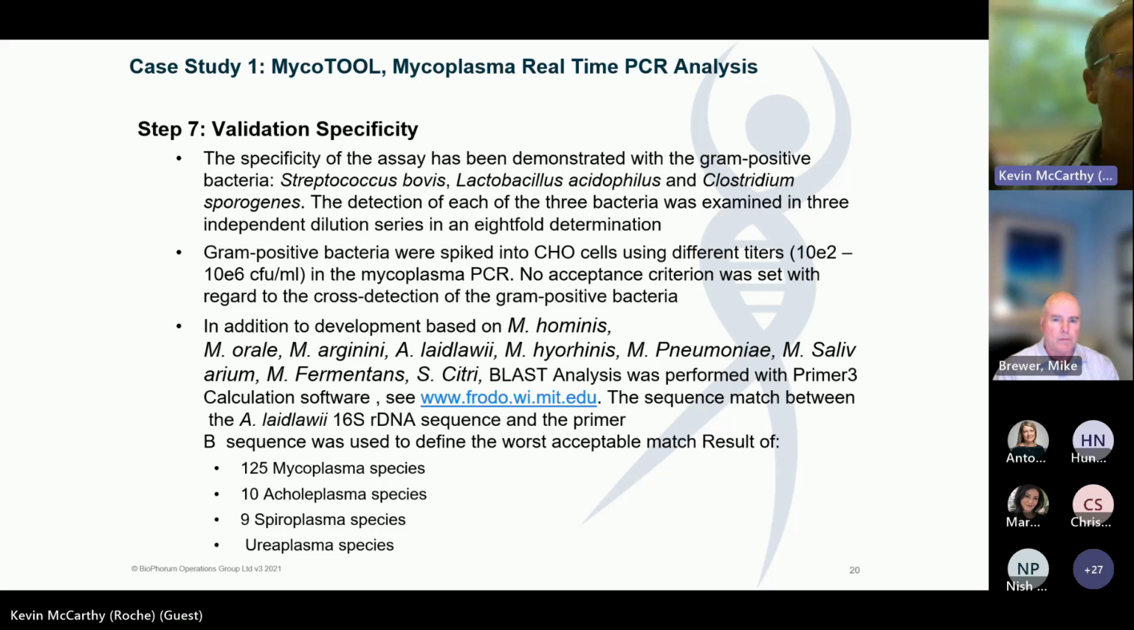In addition to development based on the identified Mycoplasma species, BLAST analysis was performed with the primers and probes using Primer3 calculation software. The results were that we were able to identify 125 Mycoplasma species, 10 Acholeplasma species, and 9 Spiroplasma and Ureaplasma species that should be able to be identified with the primers and probes that we developed.